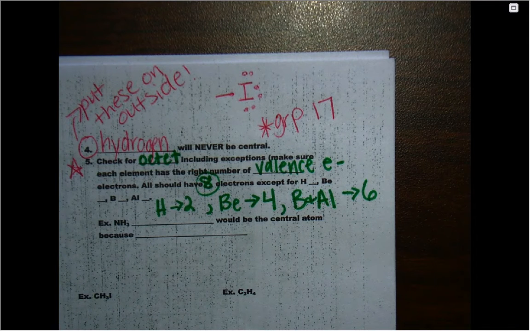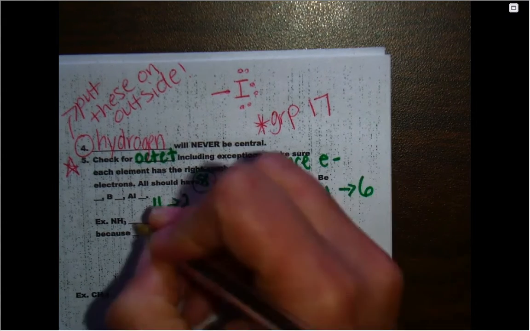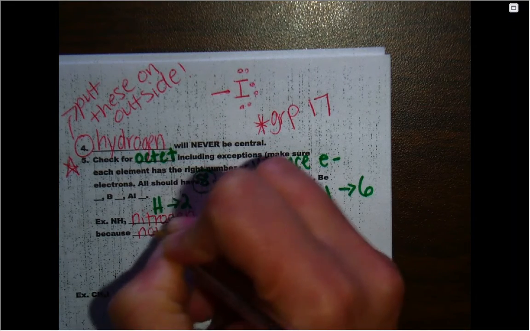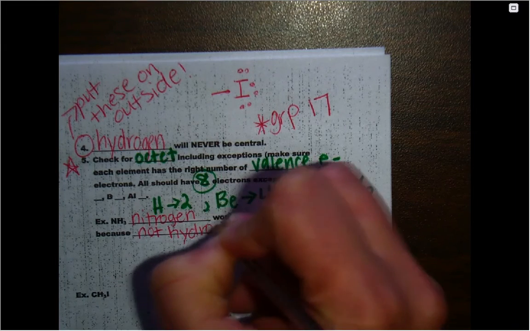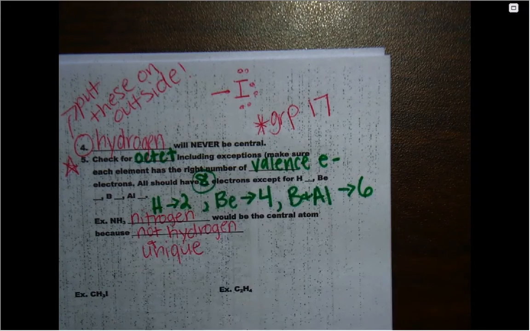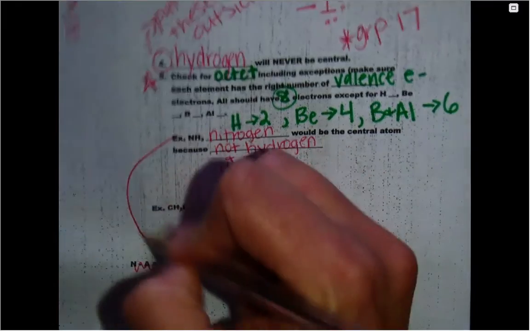Let's try a couple. So, NH3, right here, this first example. NH3, who's going to be central according to these little rules that we just wrote down? Nitrogen. Why? Because it's not hydrogen, and because it was the unique one, right? Not hydrogen and unique. Okay, so I'm going to go ahead and we're going to draw this one out. I'm going to scribble out this thing. We're not going to be doing that anymore.